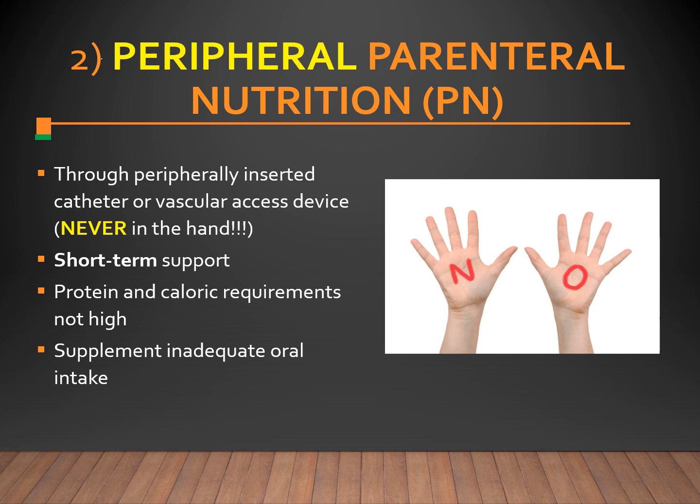This is short-term support, with protein and caloric requirements not as high, and it supplements inadequate oral intake. Usually peripheral mixes have lower glucose content than the central mixes, and the amount of glucose in the peripheral system can cause significant fluid shift because it's not going straight into the heart. We have to monitor that IV site very, very closely because those sites can go bad very quickly. That's why you do not want the small veins like in the hand, and you want to be checking your line to make sure it is flushed and accessed well.